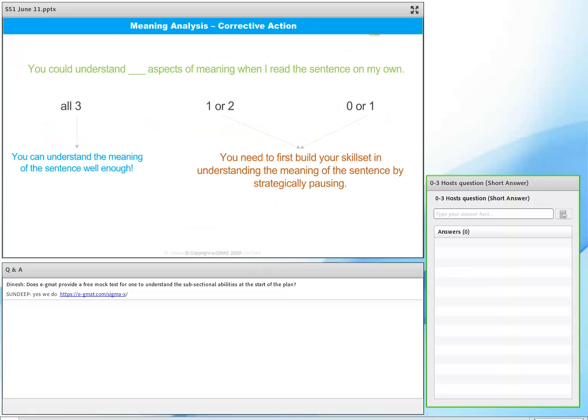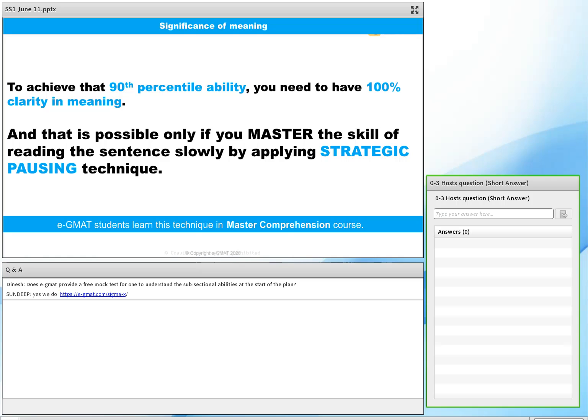We've done this poll already. But the feedback over here, and this is where that strategic review process comes in, is how you improve and refine to perfection. This was the question that we would give you in the refine to perfection stage: if you were able to understand all the aspects, congratulations, you understand how to get the intended meaning. If you missed one or two aspects, then you need to build that skill set, not in learning how to find grammatical errors, but how to extract the meaning. That feedback is very specific, very personal to you, and it will help you improve right away.